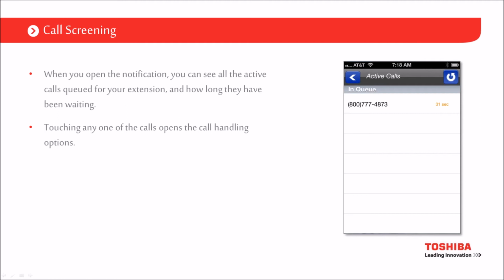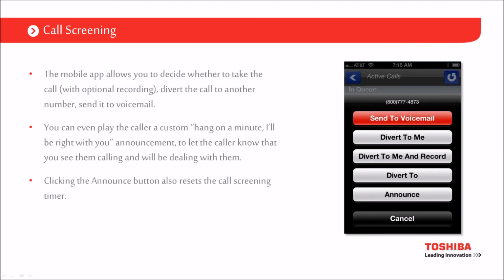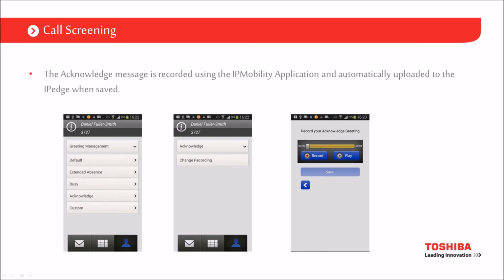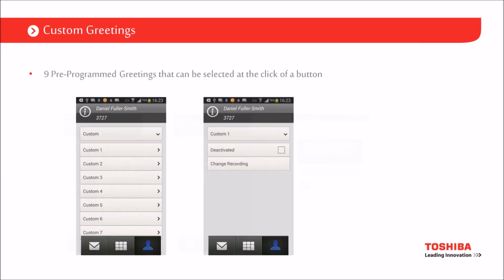So a very useful way of managing, almost like a very cut-down ACD function, for a user that can use their smartphone to manage the calls to their desk phone. Obviously, once you're in that queue and you click on someone, that's the screen you get: send to voicemail, divert to me, in other words put it through to my desk phone, divert it and put call record on, and then you can divert it somewhere else if you want to, or play that announcement message. So very easy, just by clicking on the buttons, to manage the calls coming through. The acknowledge message is just recorded as I went through earlier on. You go into the greeting management, drop down to the acknowledge, hit change recording, and just record that greeting.